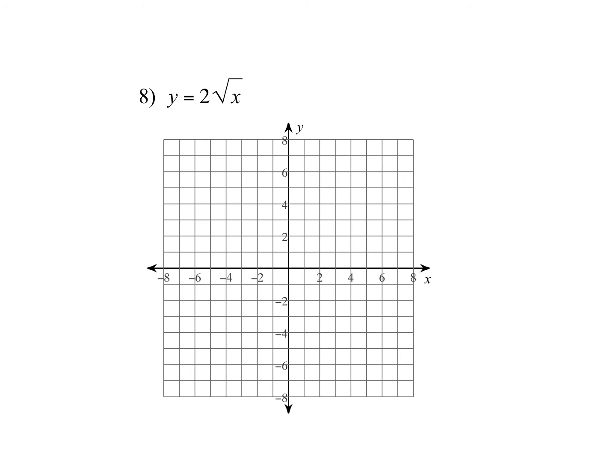Number 8, picking my x's and y's again. The x's are going to be your 0, 1, 4, and 9. There's nothing happening to my horizontal transformation there, so nothing is going to change for my x's. Now to find my y's, I just have to plug in my x value. So 2 times the square root of 0, well, the square root of 0 is 0, so this will be 0. If I plug in 1, the square root of 1 is 1. 2 times 1 is 2.